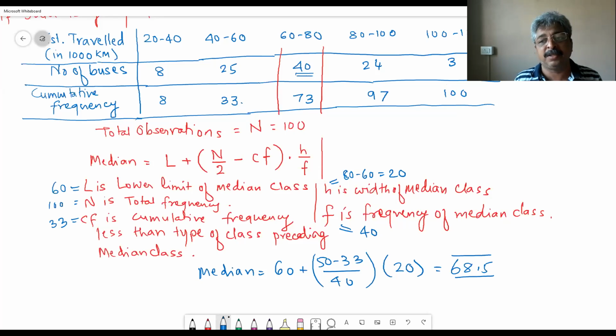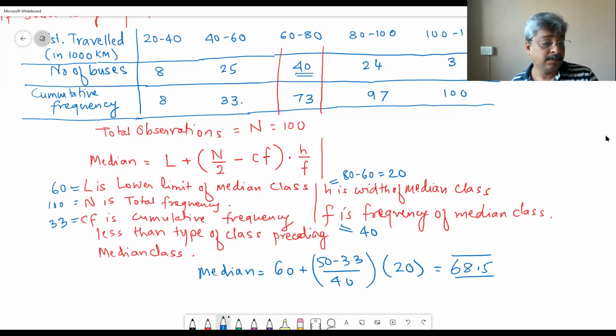With an even number of classes, you take the two middle ones and then take the average of them. That is what we have said: the value of the n by 2th observation plus the value of the n by 2 plus 1th observation, divided by 2. Then what would be F?